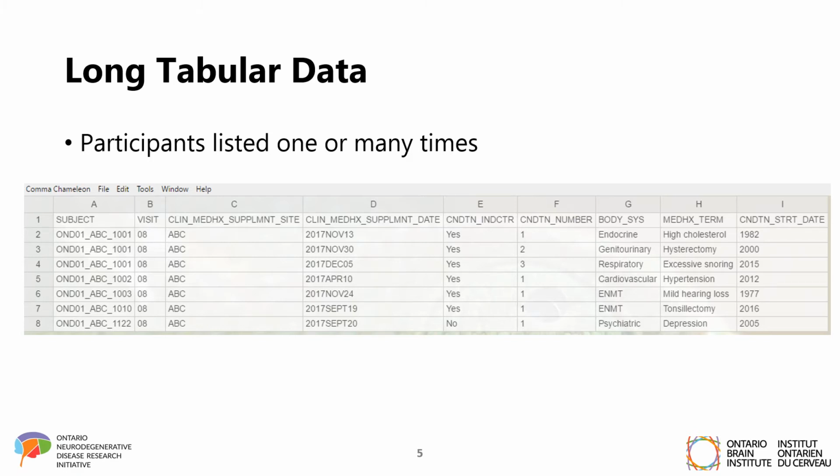Participant medical history supplement data is an example of long tabular data, since each participant can have multiple rows of observation, where each row represents a medical condition of a participant.